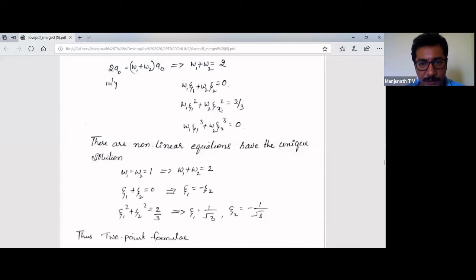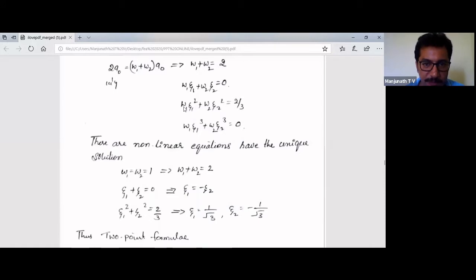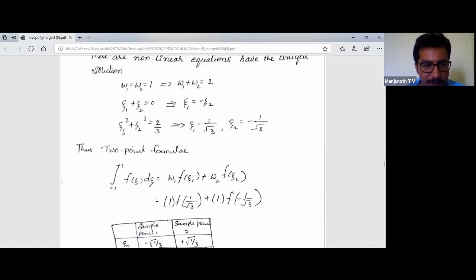square plus W2 zeta 2 square, which is equal to 2 by 3. Before going to that, you substitute the W1 and W2 values here, and you are going to get zeta 1 square plus zeta 2 square, which is equal to 2 by 3. Then, substituting zeta 1 equal to minus zeta 2, we get 2 zeta 1 square, which is equal to 2 by 3, then zeta 1 is equal to 1 by square root of 3, taking the square root on the right side.